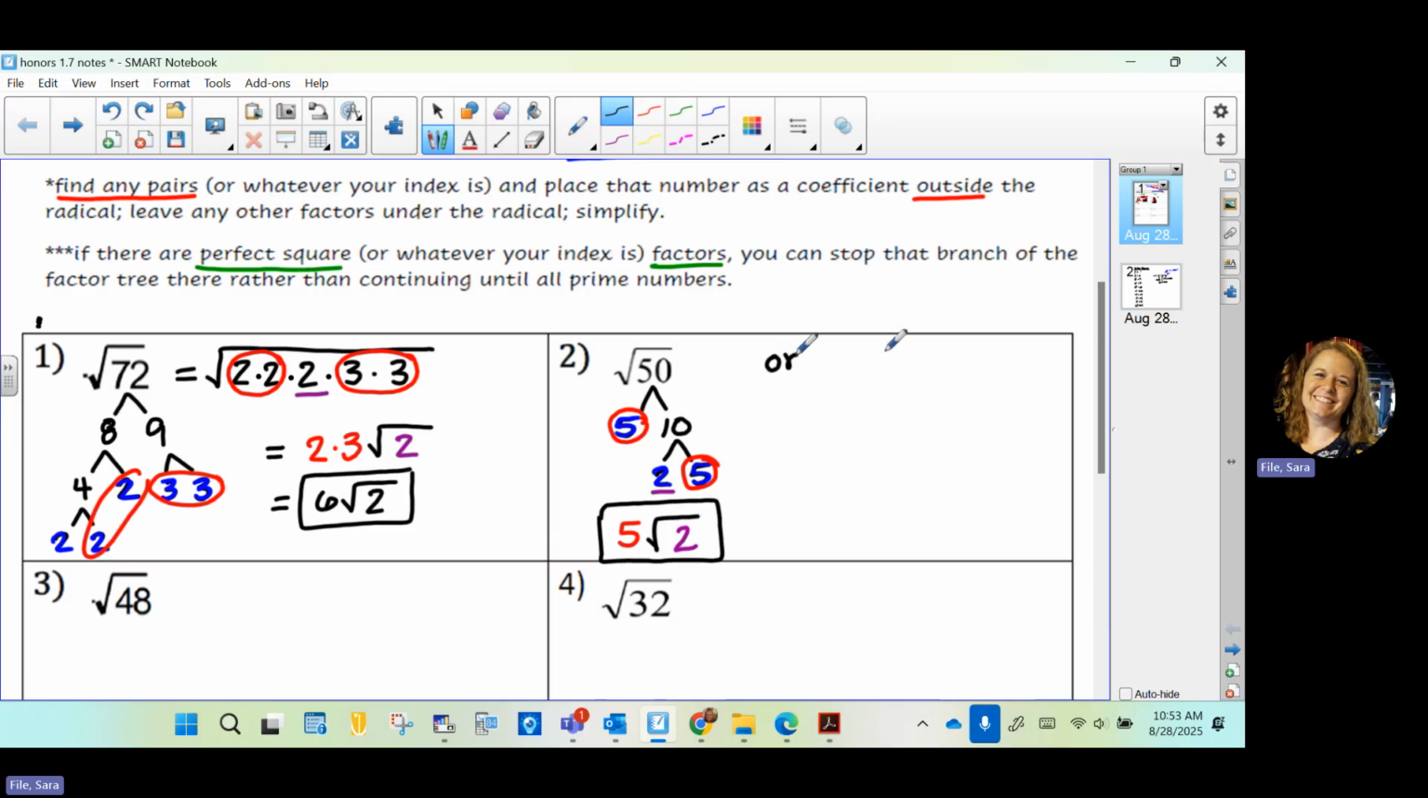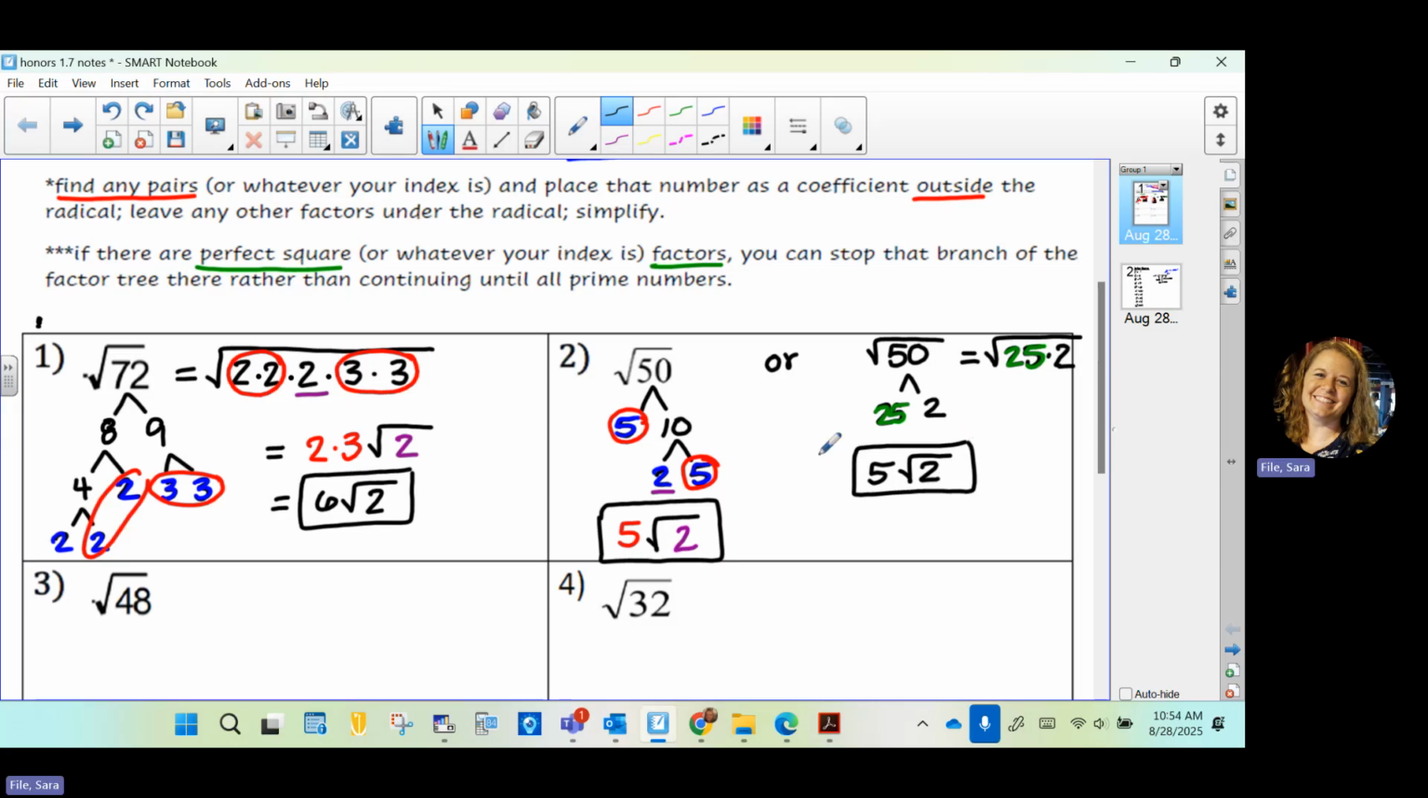However, if I chose the perfect square factor of 25 and 2, I could stop there at 25 because I know this is breaking down to the square root. If I were to rewrite this, it'd be the square root of 25 times 2. And what is the square root of 25? Because it's a perfect square, I can just stop there and say, that's going to be a 5 on the outside and a 2 on the inside.